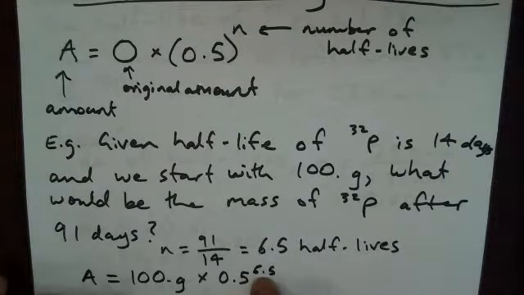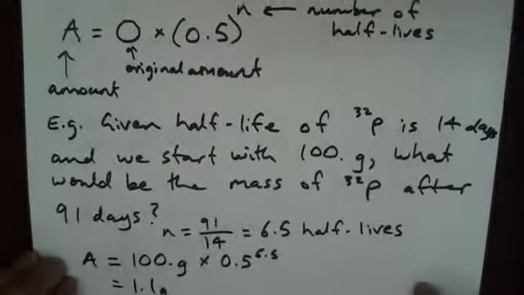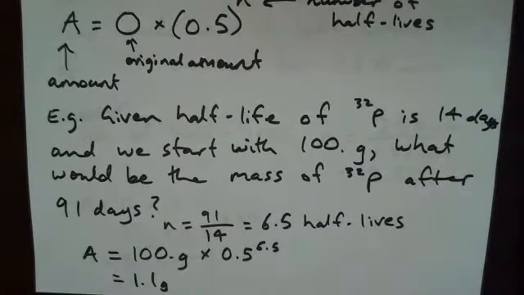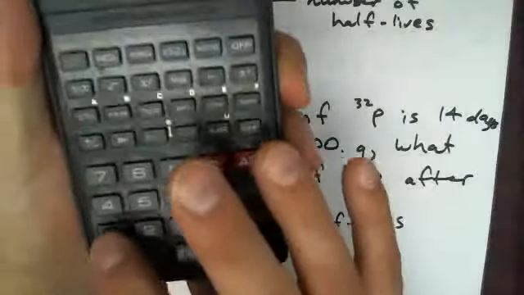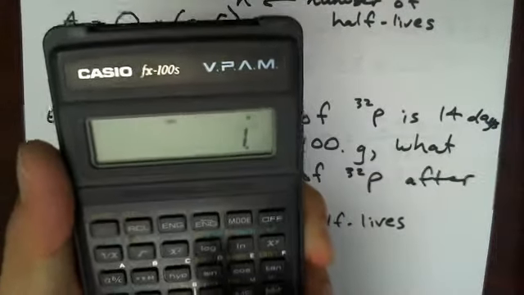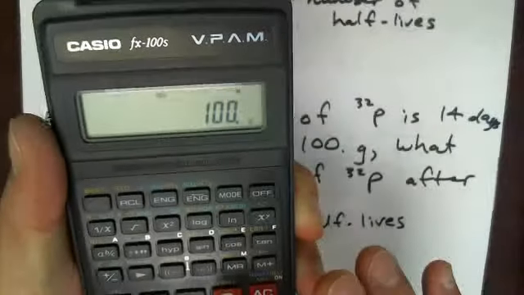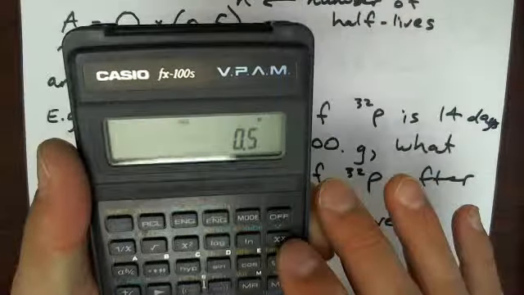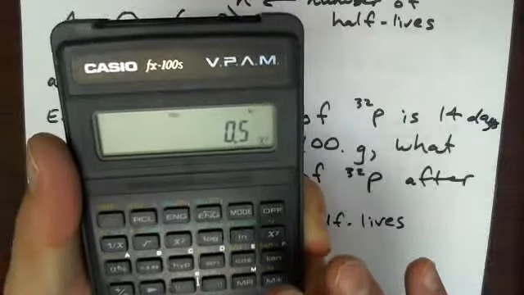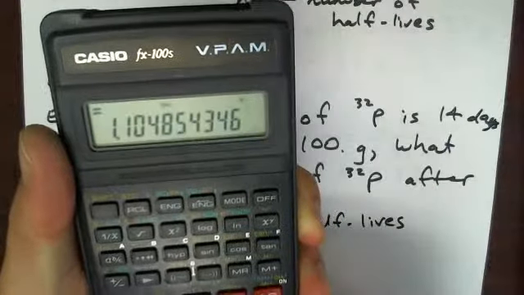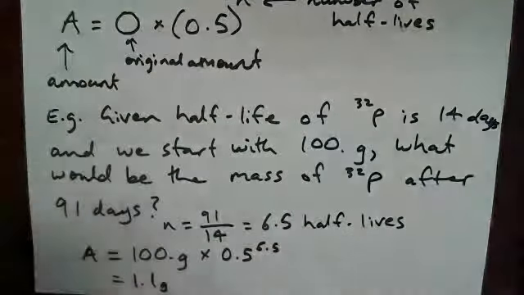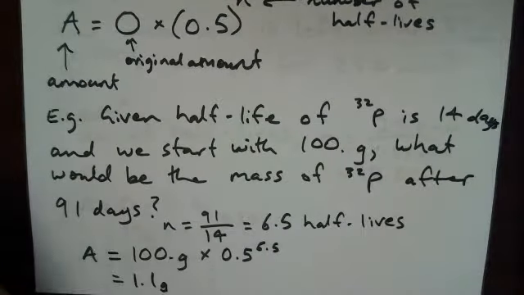Make sure you can do this on the calculator. If you have a calculator, try and use it now to get this answer. Hopefully you will get 1.1 grams. If you cannot use your calculator to get that answer, then there's something wrong. I'll show you quickly on my calculator how it works. It would be 100 times 0.5, and I'll use this XY button on my particular calculator, and then 6.5. We should get 1.1 grams. Make sure you can do that calculation on your calculator.